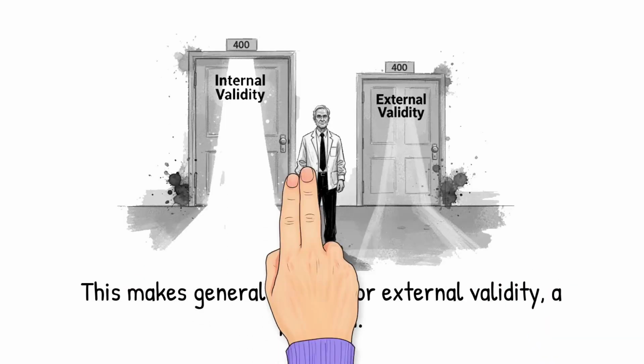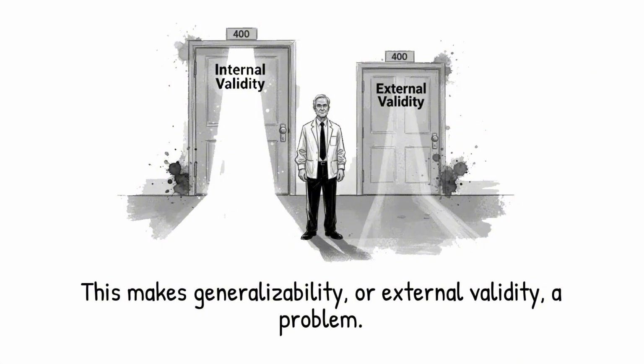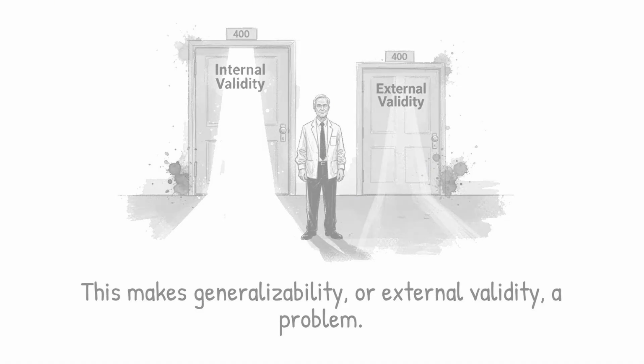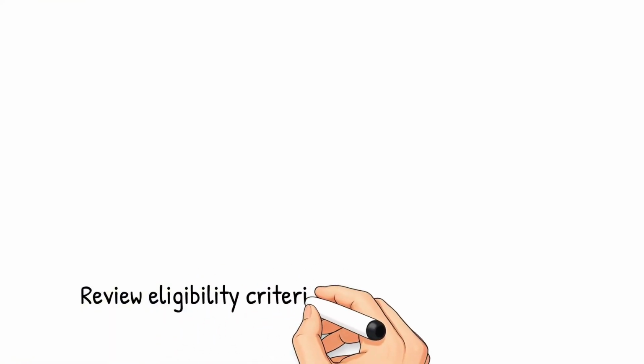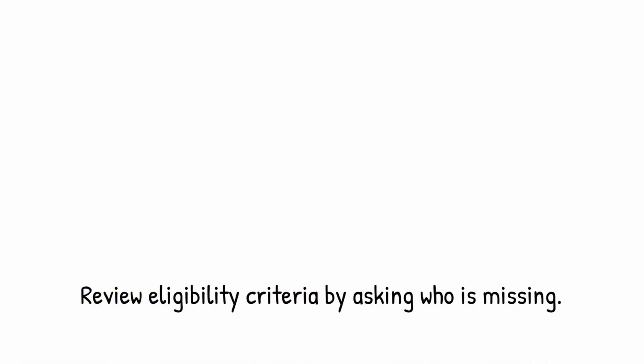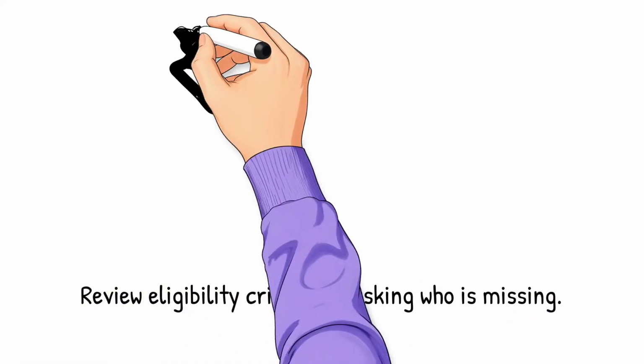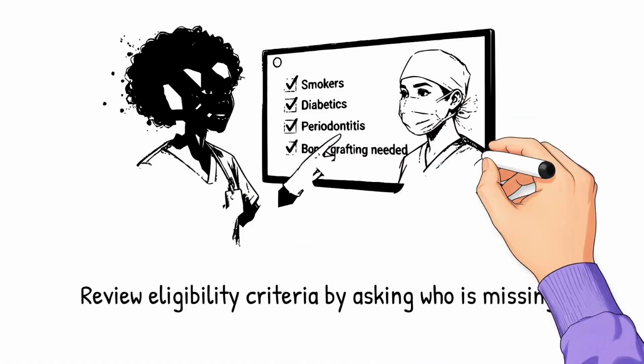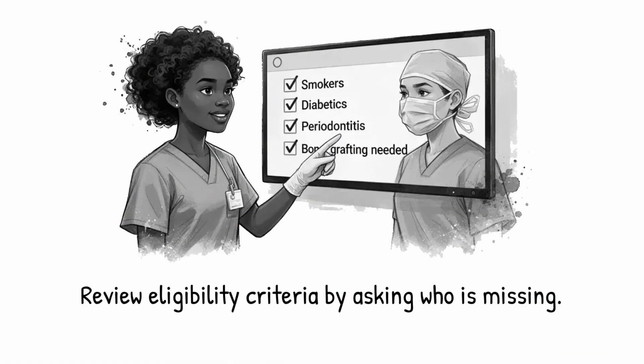A study can be internally valid, well-designed, carefully executed, honestly reported, and still have limited external validity, meaning its results don't transfer well to your clinical reality. When you read the eligibility criteria, ask 2 questions. First, who is missing from this study? Smokers, diabetics, patients with a history of periodontitis, patients who needed bone grafting. If those patients were excluded, the results may not apply to them.